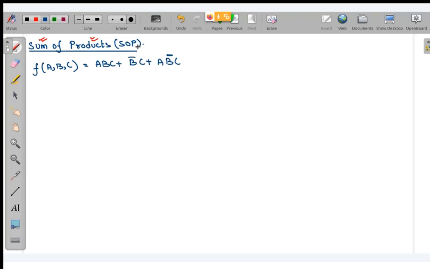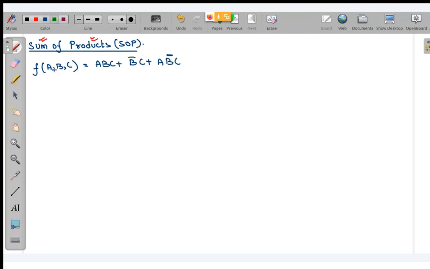Please tell me up to this point, have you understood? Now this is very important. Till the end, this is going to stay with you: SOP and POS. If any doubt, please let me know. Any doubts, anyone? Okay, fine.